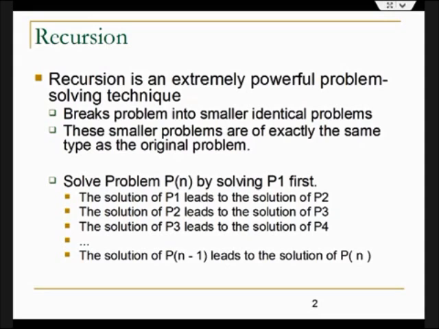So you're trying to solve the problem for p of n by solving the smaller one, p of n minus 1, then p of n minus 2, and so on until you go down to p of 1. So the solution of p of 1 then feeds back into p of 2 and p of 3 and p of 4 all the way back up to p of n.